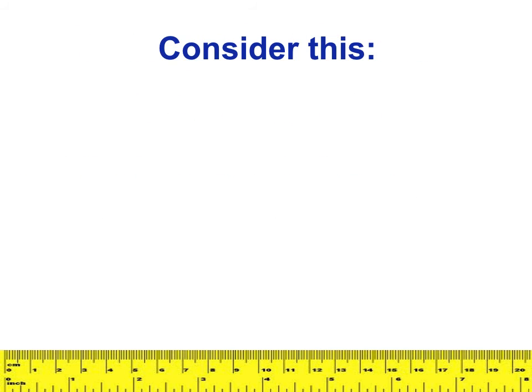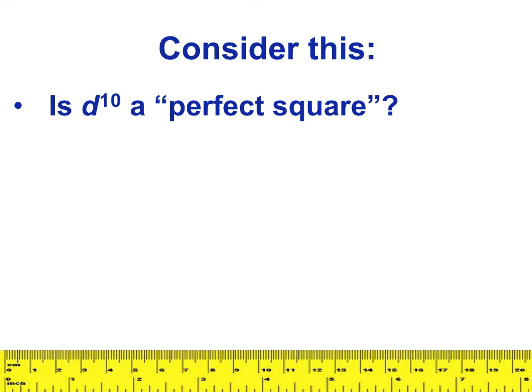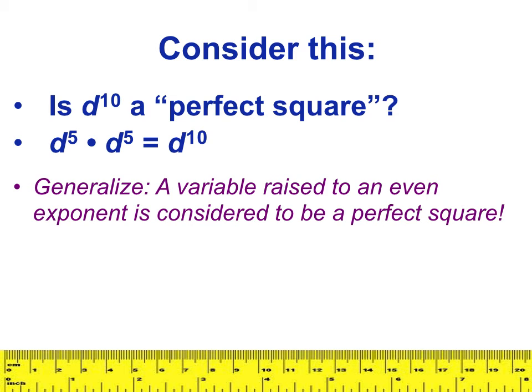All right, sometimes you're going to have powers in your difference of perfect squares that are not 2. And so let's consider, would d to the 10th, for example, be a perfect square? Well, can you write it as some expression times itself? Yes. So d to the 10th is a perfect square. And to generalize, it's important to keep in mind, if you have an even exponent on your variable, we call that a perfect square variable. So just keep in mind, a variable to any even exponent will be a perfect square.